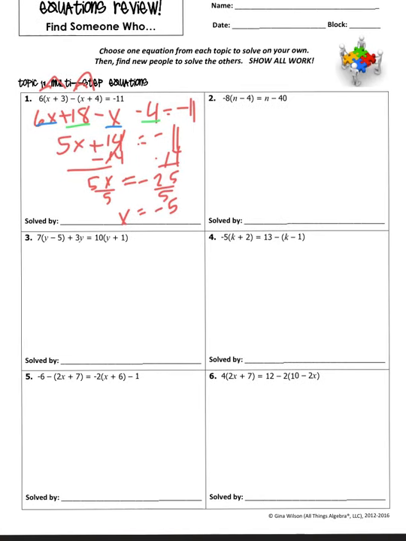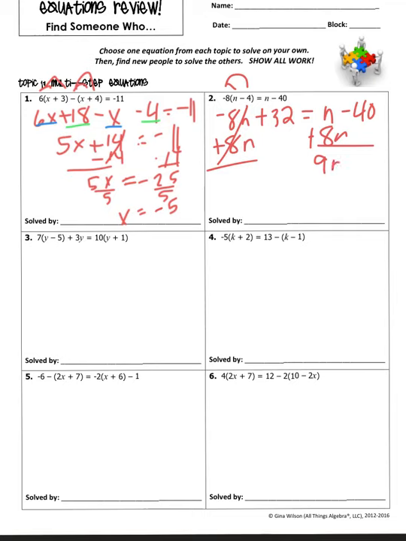Okay, number 2. Distribute. Negative 8n plus 32 equals n minus 40. We need to get the variable on one side, and I always like to keep the variable positive, so I'm going to add 8n to both sides. 8n plus n is 9n minus 40 equals 32.